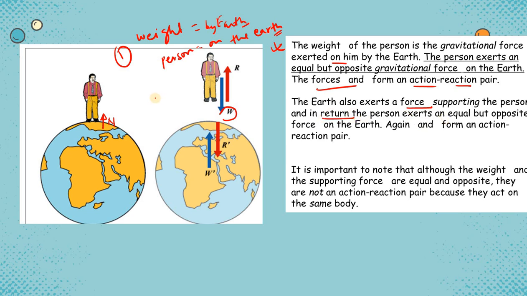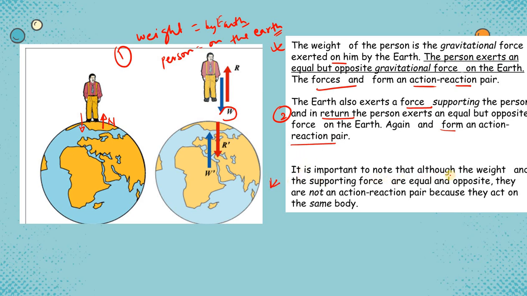And in return, the person also exerts a force, but the opposite force on the earth. This is again an action reaction pair. So this is the second pair. So what is normal reaction? Whenever something is in contact, it pushes on the surface and the surface also pushes back. That is one pair. So I hope this point is very clear and you should take a note.